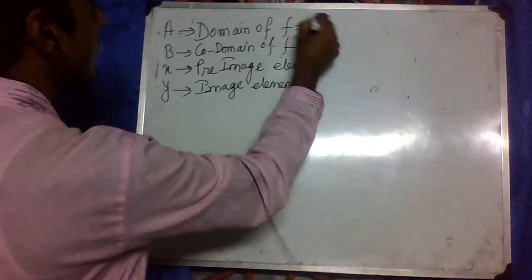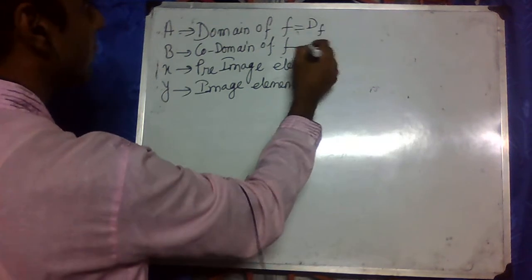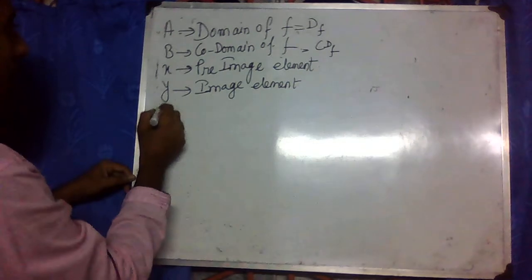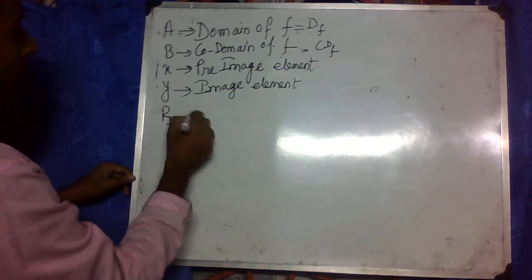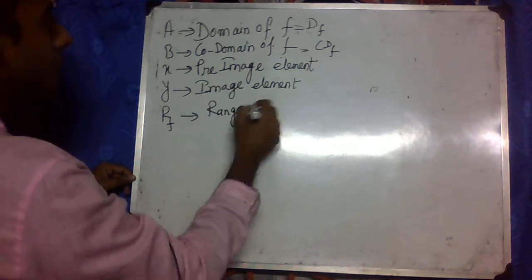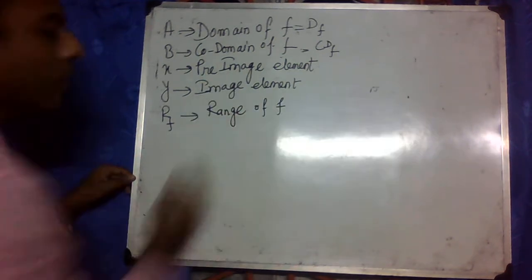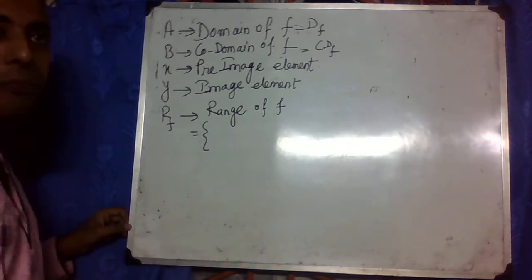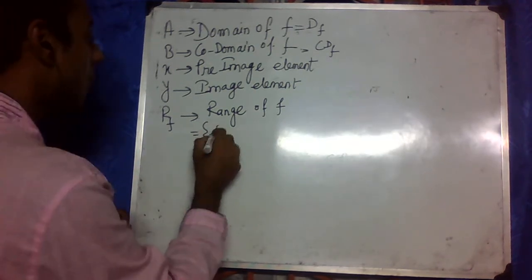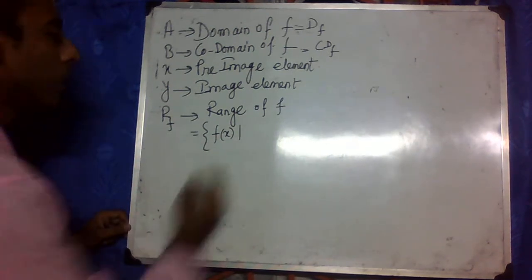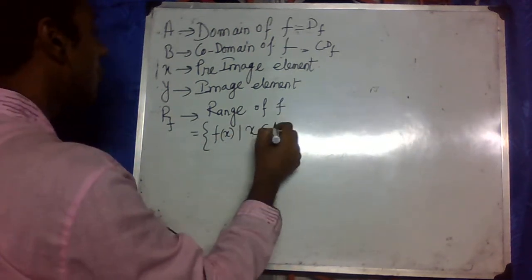This is denoted by R of f. Another is range of f, which is the collection of all f(x), x belongs to A.